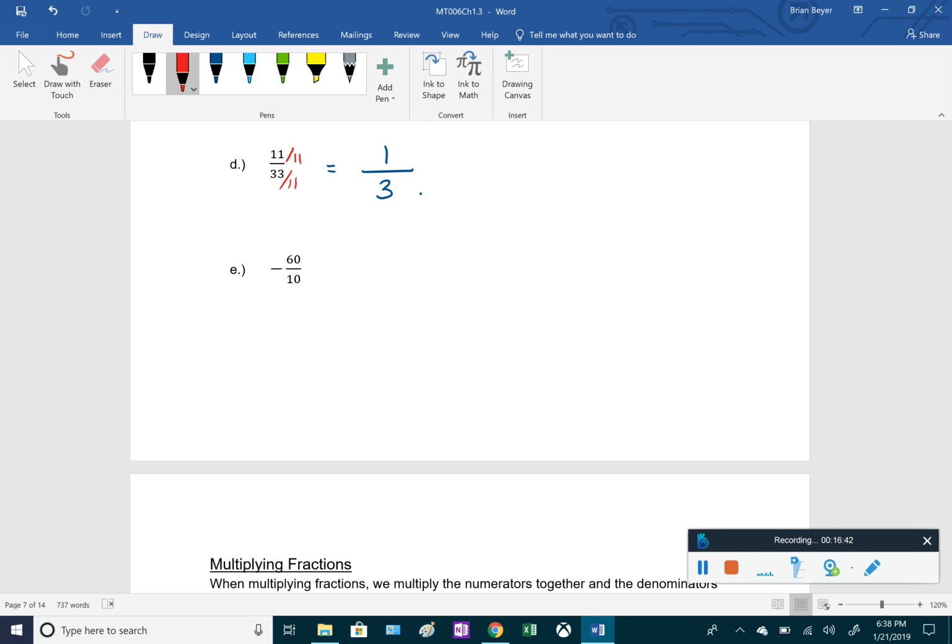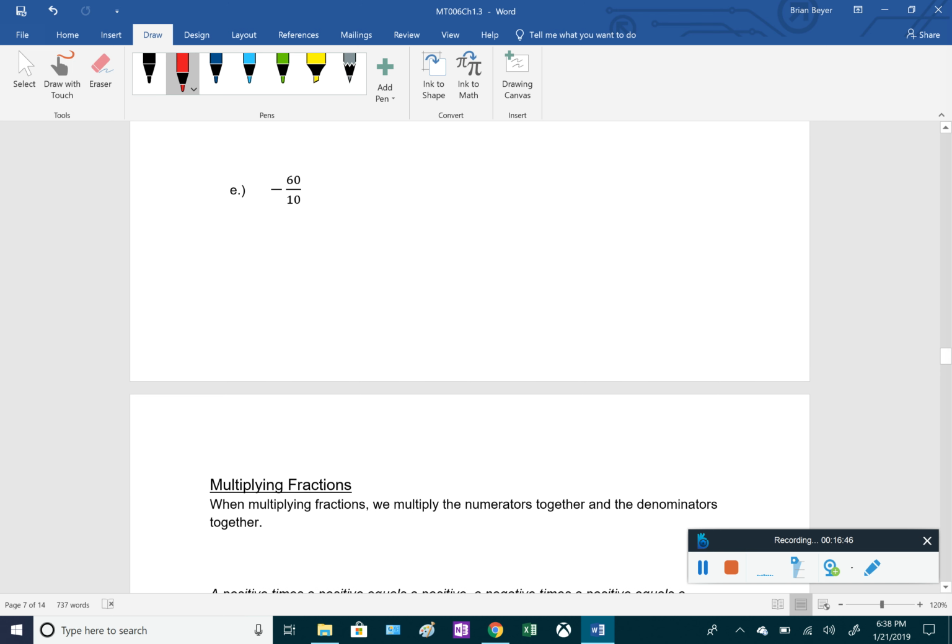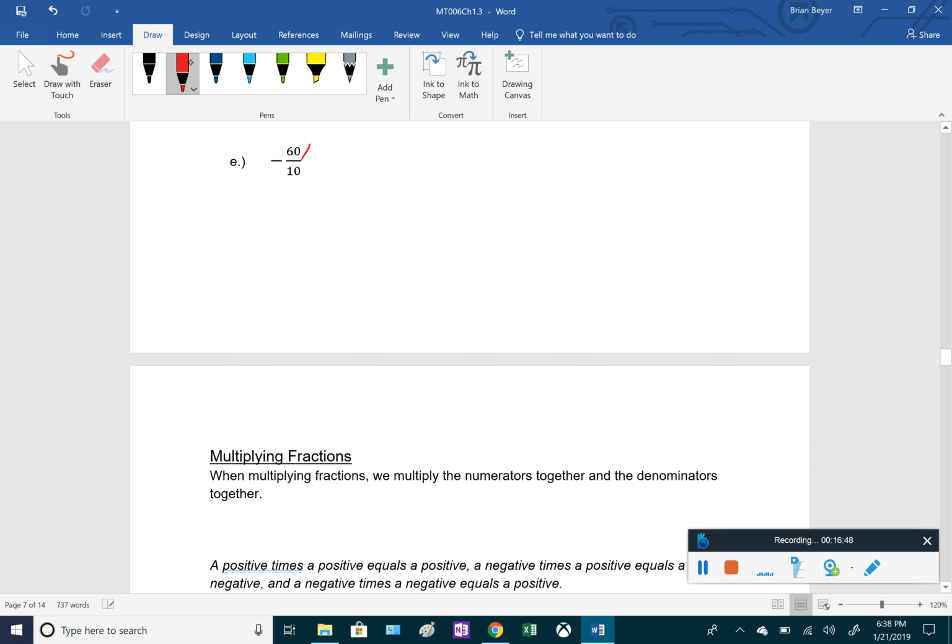And for the last one here, negative 60 over 10. Hopefully this one's pretty obvious. But let's divide the numerator by 10 and divide the denominator by 10. We're going to be left with negative 6 over 1, and then we're going to write that as just negative 6. Okay, so that is reducing fractions.